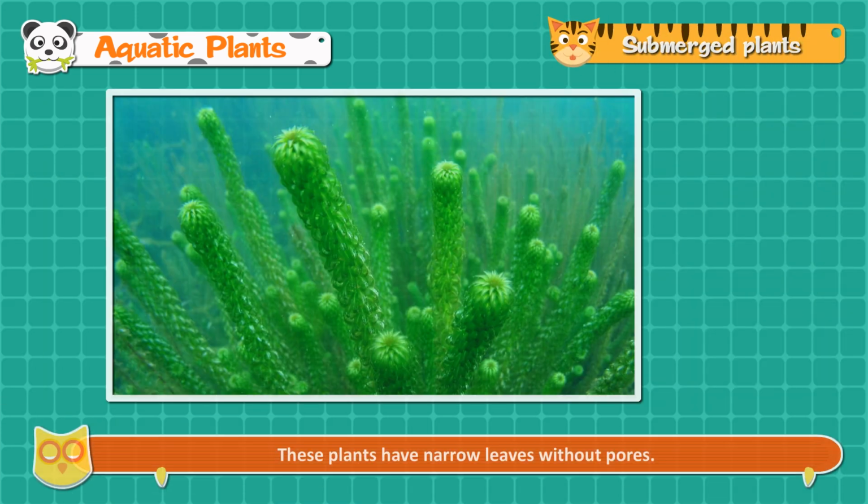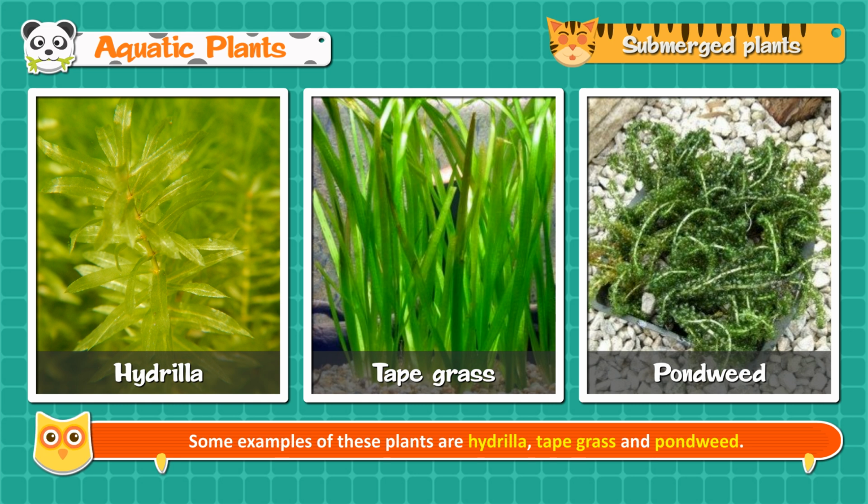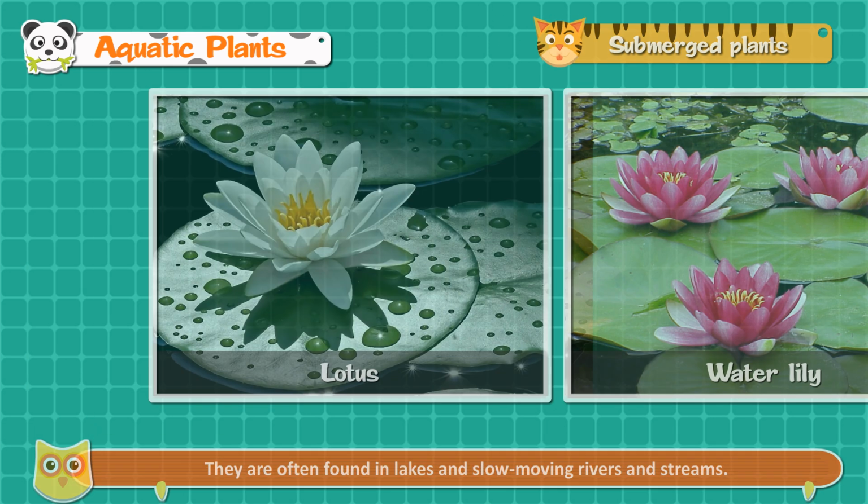Submerged plants. These plants have narrow leaves without pores. Such leaves allow water to pass through them with least resistance. They breathe through their body surface. Their roots are fixed to the soil at the bottom of the water. The whole plant remains under water. Some examples of these plants are hydrilla, tape grass, and pondweed. They are often found in lakes and slow-moving rivers and streams.